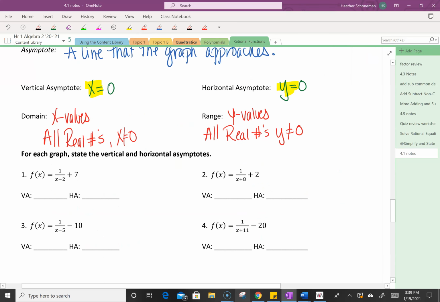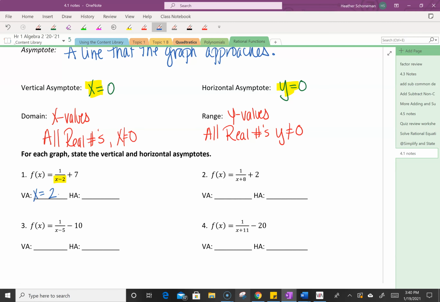All right, so now that we've seen the parent function, let's see if we can find the horizontal and vertical asymptotes for just some basic functions. So looking at number 1, the vertical asymptote is asking the question, what number can x not be? Well, it can't be anything that makes the bottom 0. So what would make that bottom 0? 2. So my vertical asymptote is going to be a line at x equals 2.